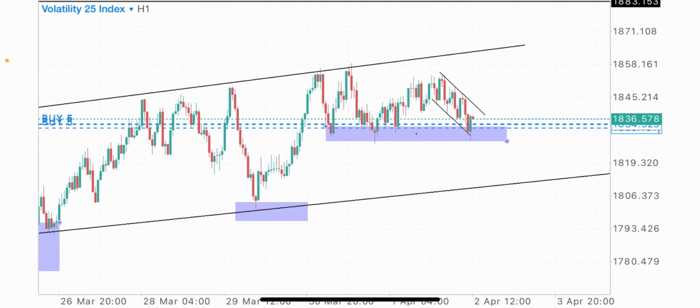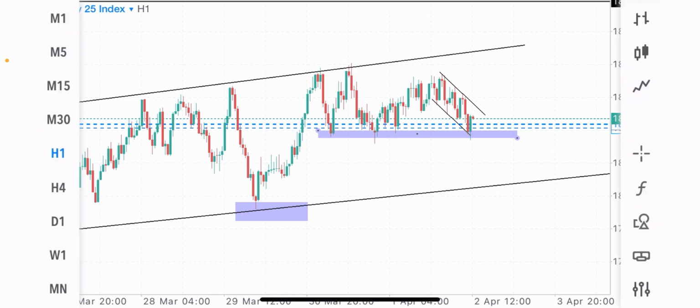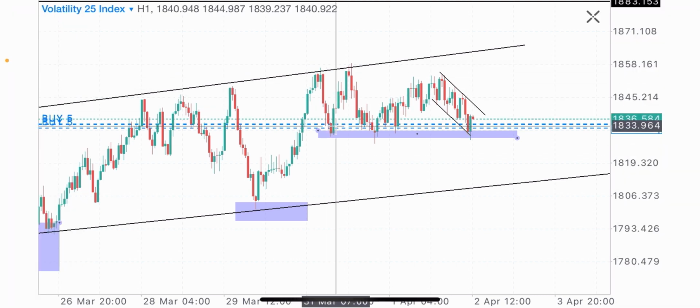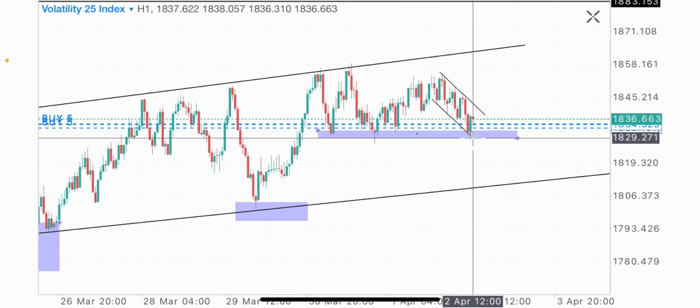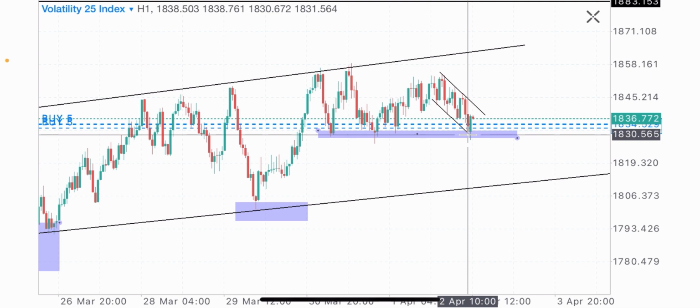The supports. Okay, all right, so you notice that whenever price comes to that support area, it pushes back upwards. Whenever it comes to that point, it pushes back upwards. Okay, so now the market is back to that support, and we are on an uptrend.